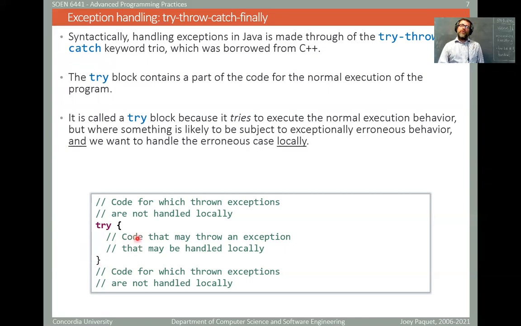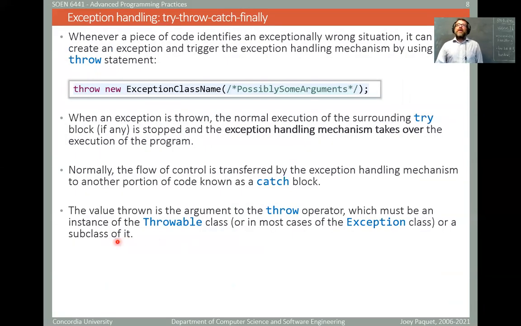You put your code in a try block when you want a catch block that's going to catch this exception locally, hopefully without the function throwing the exception to the calling function.